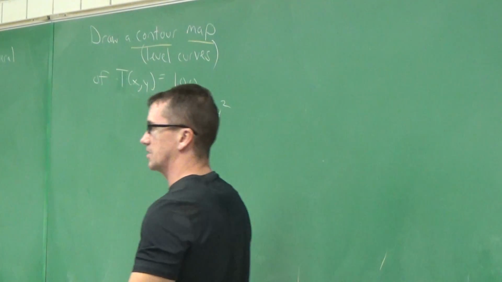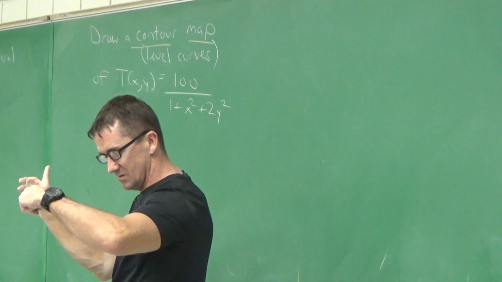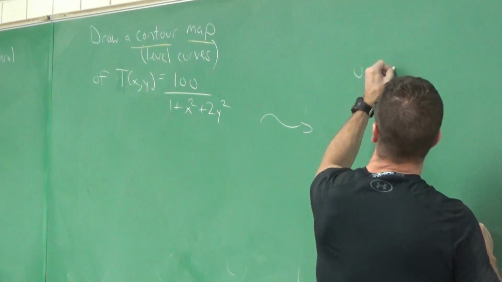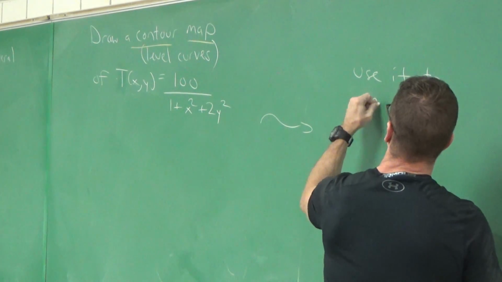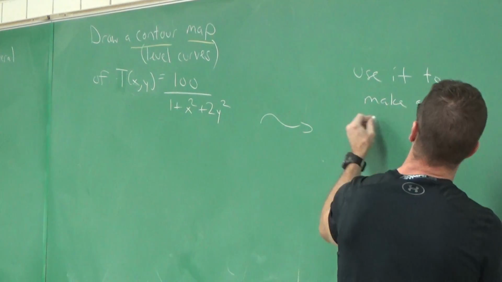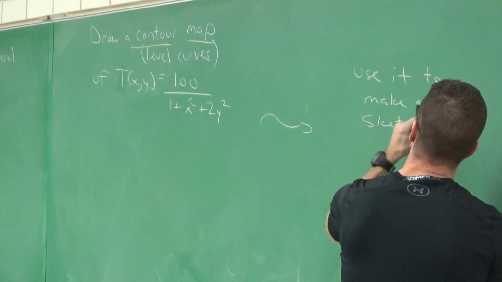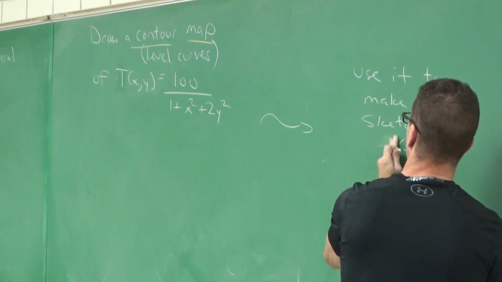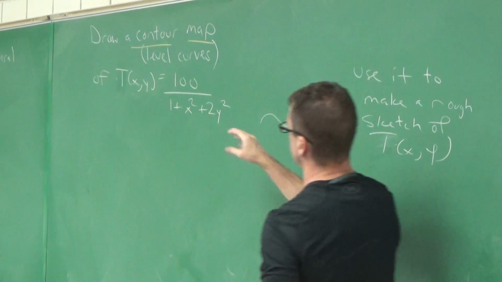So we're going to draw 3 level curves of this. When we're done though, I was wondering if, once again, we can use this to make a rough sketch of the function of x and y, which in this case was a big T. And we'll do that again. All right, let's start out.